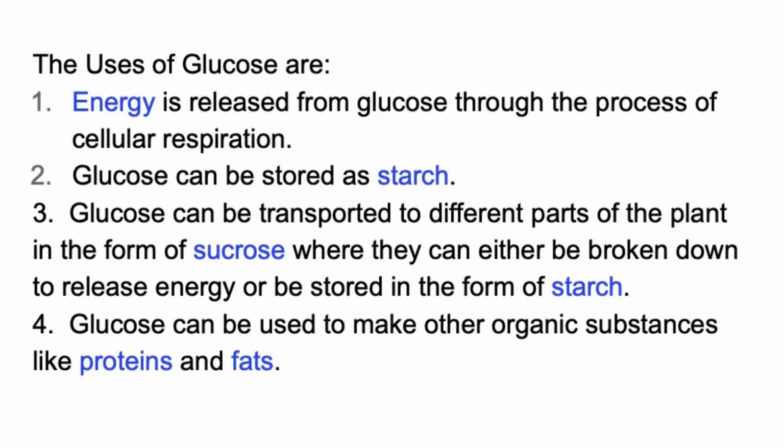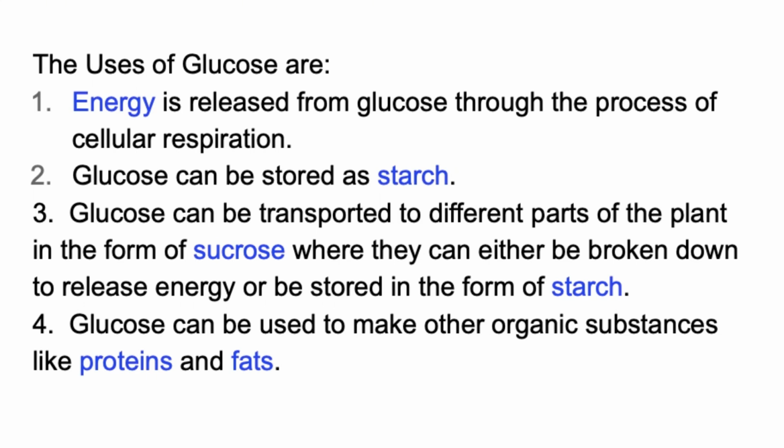For plants, glucose is like food for human beings. Glucose is what helps them replenish their energy and helps them grow. Energy is released from glucose through the process of cellular respiration, which is the intake of oxygen and the production of carbon dioxide. Glucose can be stored as starch. Glucose can be transported to different parts of the plant in the form of sucrose, where it can either be broken down to release energy or be stored again in the form of starch. Glucose can be used to make other organic substances like proteins and fats.